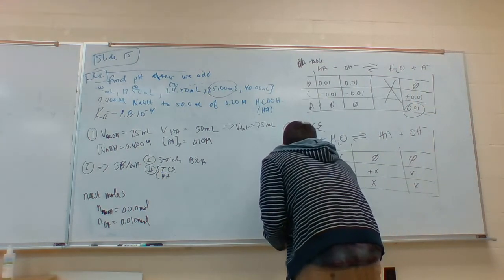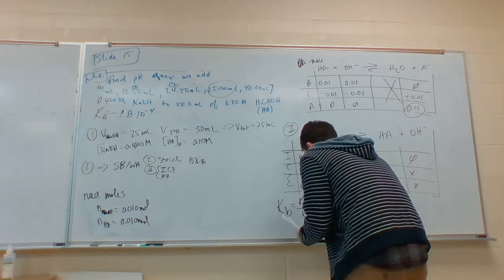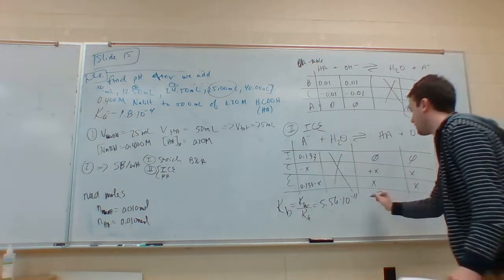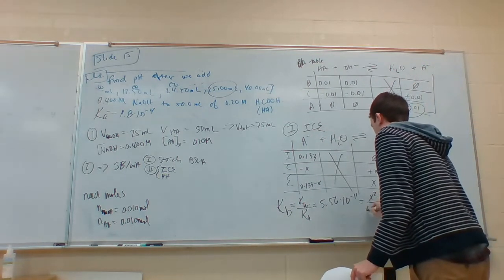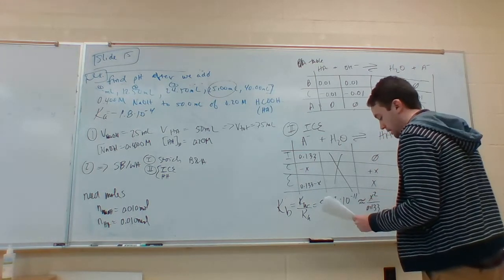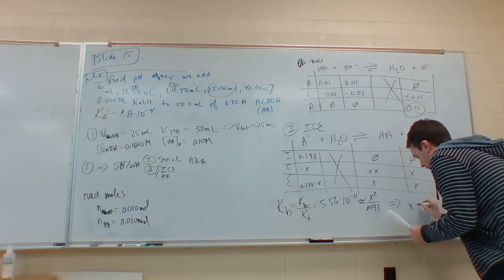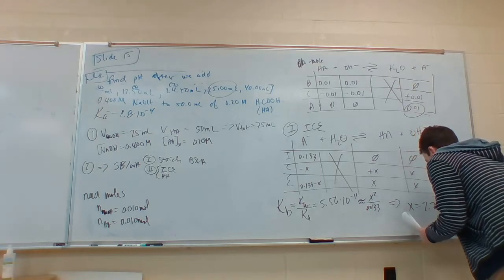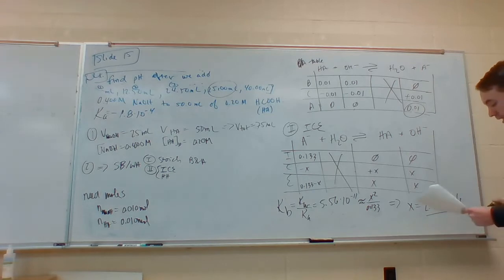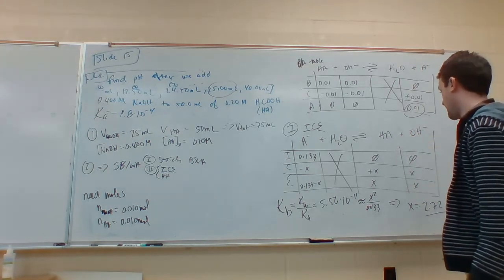Kb is equal to Kw over Ka, which in this case is equal to 5.56 times 10 to the negative 11. And that happens to be equal to x squared over 0.133 minus x, which we're going to, of course, approximate. And if you do all this, you will end up seeing that x is equal to 2.72 times 10 to the negative 6. And that is our concentration of OH minus.